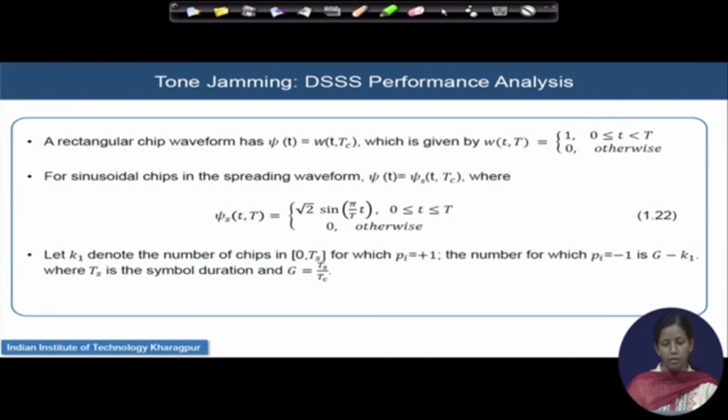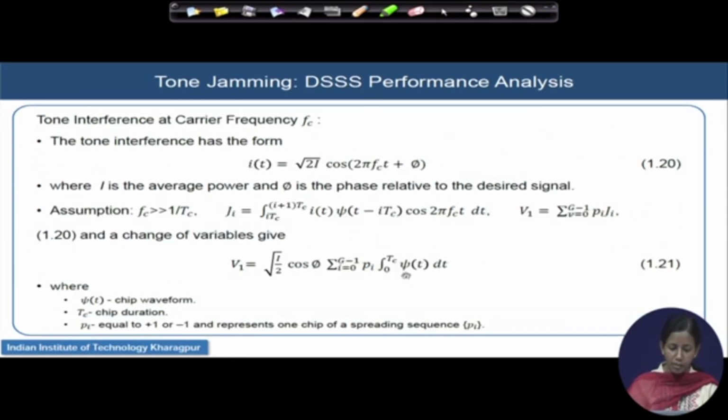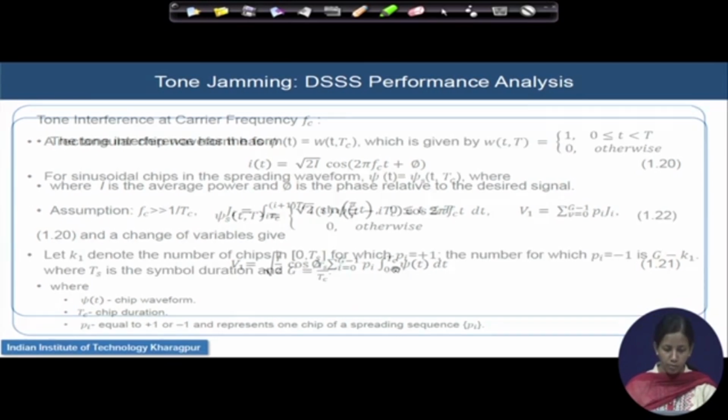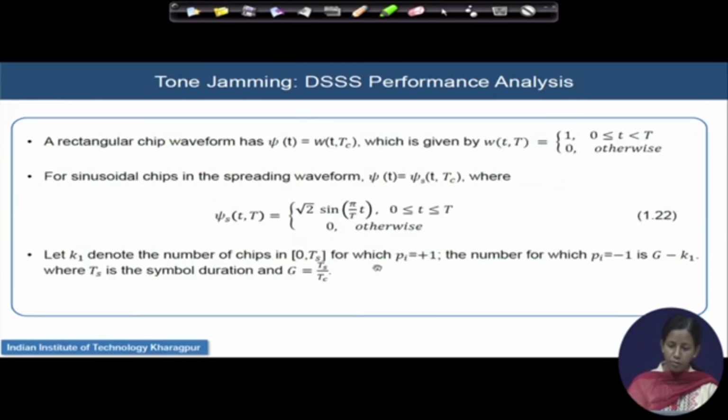Once we have calculated Vi, then we understand that the shape of the waveform that we have considered here for the chip design for the spreading sequence, we consider since the beginning that there are 2 different kinds of chip waveforms possible in our consideration. One is the rectangular chip waveform, another is the sinusoidal chip waveform. For rectangular chip waveform, we know that the waveform will have a value of 1 when t varies from 0 to the capital T, and otherwise it will be 0, whereas the sinusoidal chip waveform will look like this.